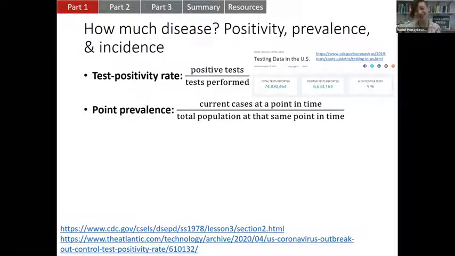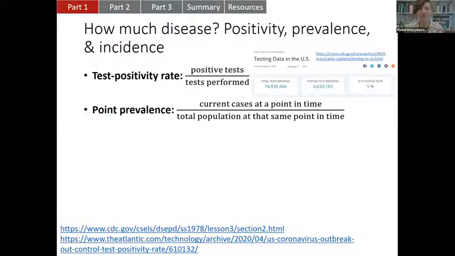We don't want to confuse it with another estimate of, for example, prevalence. So here, for example, point prevalence would be the current cases at a point in time out of the total population at that same point in time, right? So for this metric, the denominator is the total population size, which typically includes a lot of people who haven't been tested for a given infection.